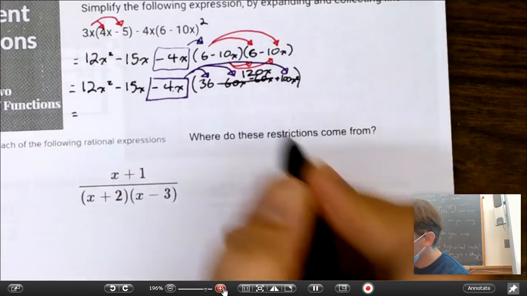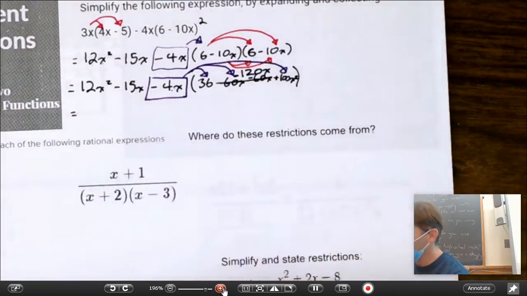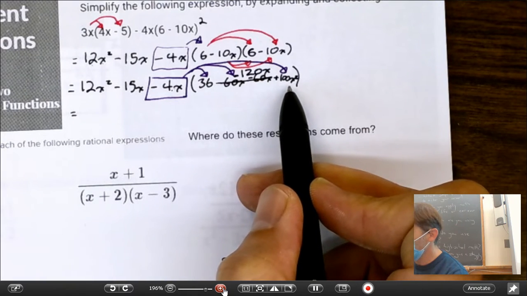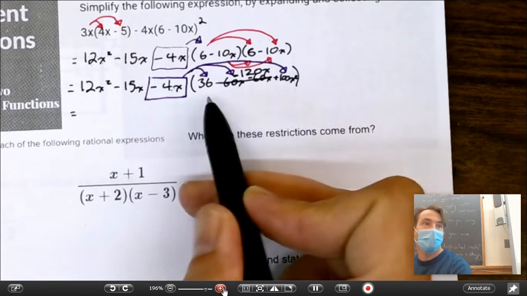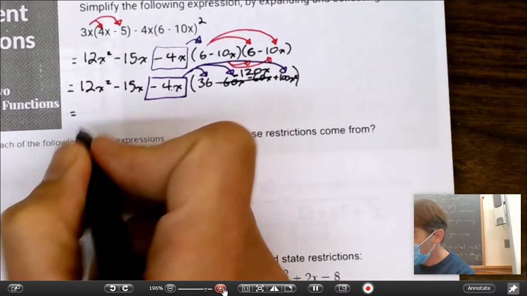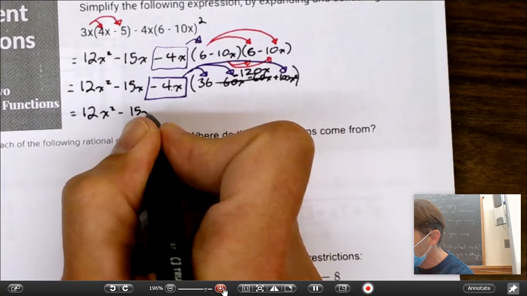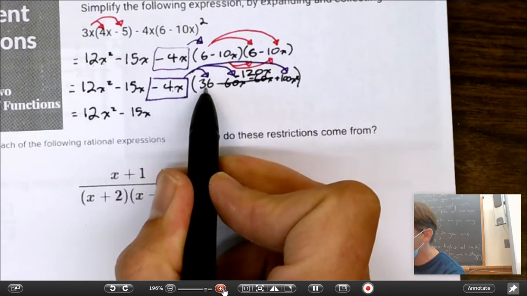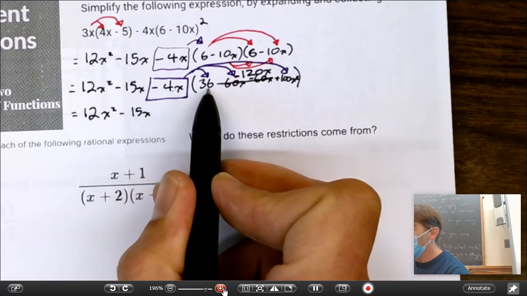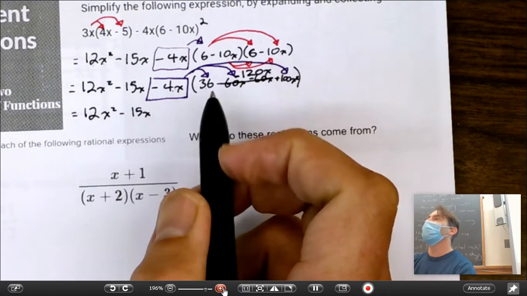Minus 120x. What about the x squared? Oh, this x squared here? Yeah, that I have to leave alone. There's no like term inside the bracket to collect. So I have 12x squared minus 15x. And now I'm going to do negative 4x times 36. So 36 times 4.